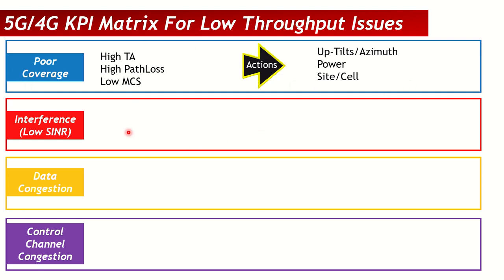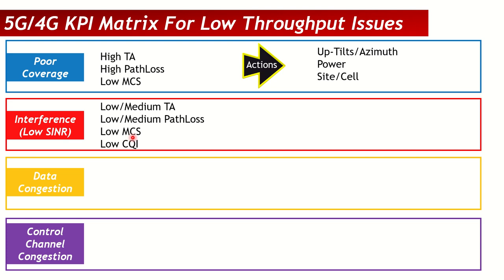Another issue would be an interference issue. Now what will be an interference issue? In that case, your TA will not be high, it will be low or medium. That means the users are not very far away. Similarly, the path loss will be low or medium, not high. That again means users are not very far away as far as the distance is concerned.